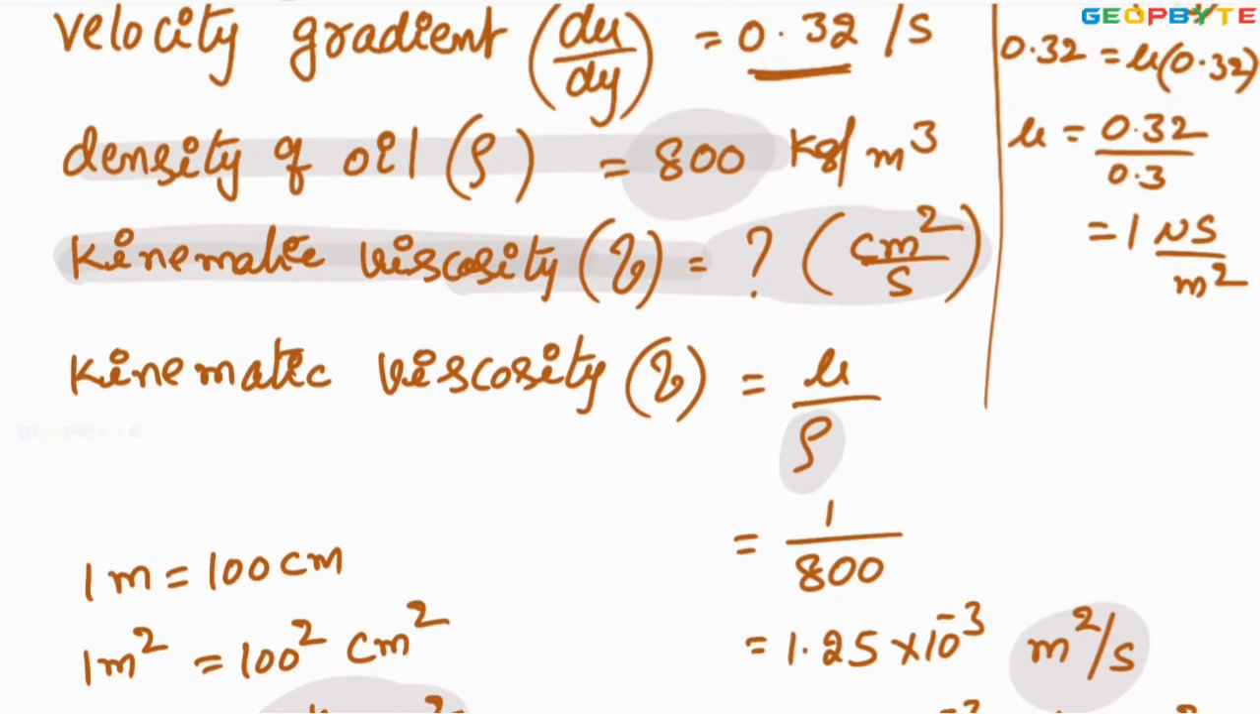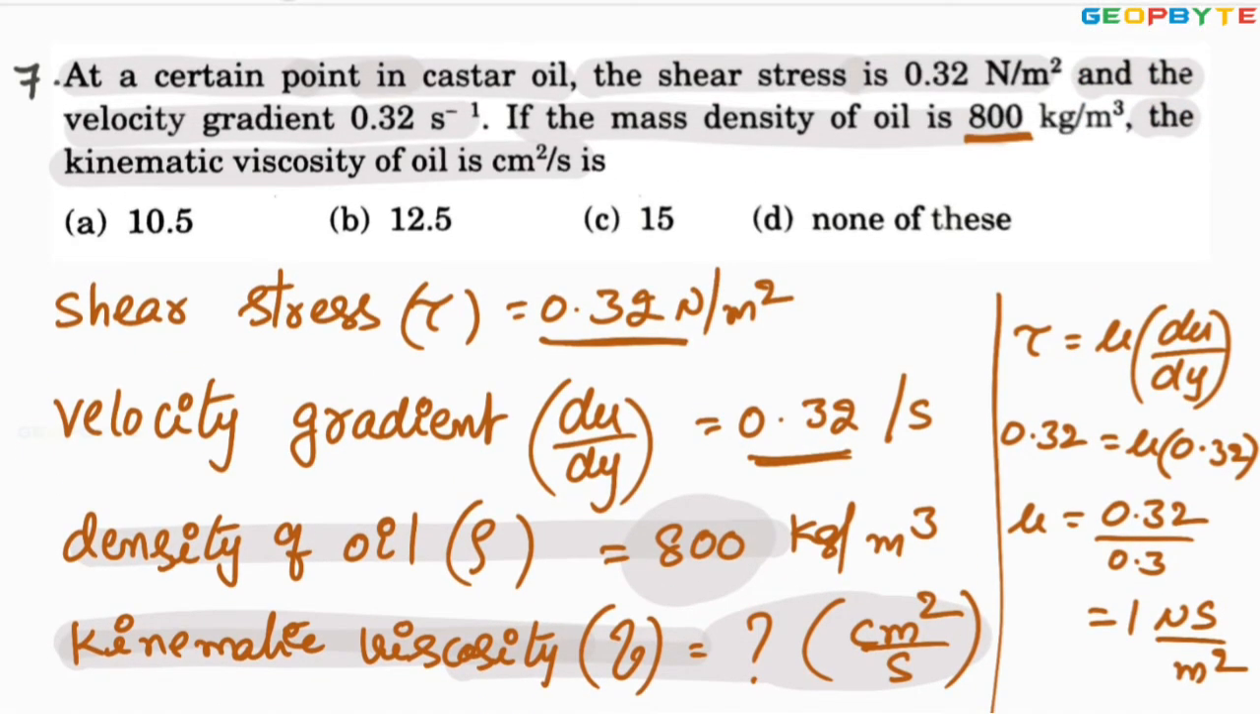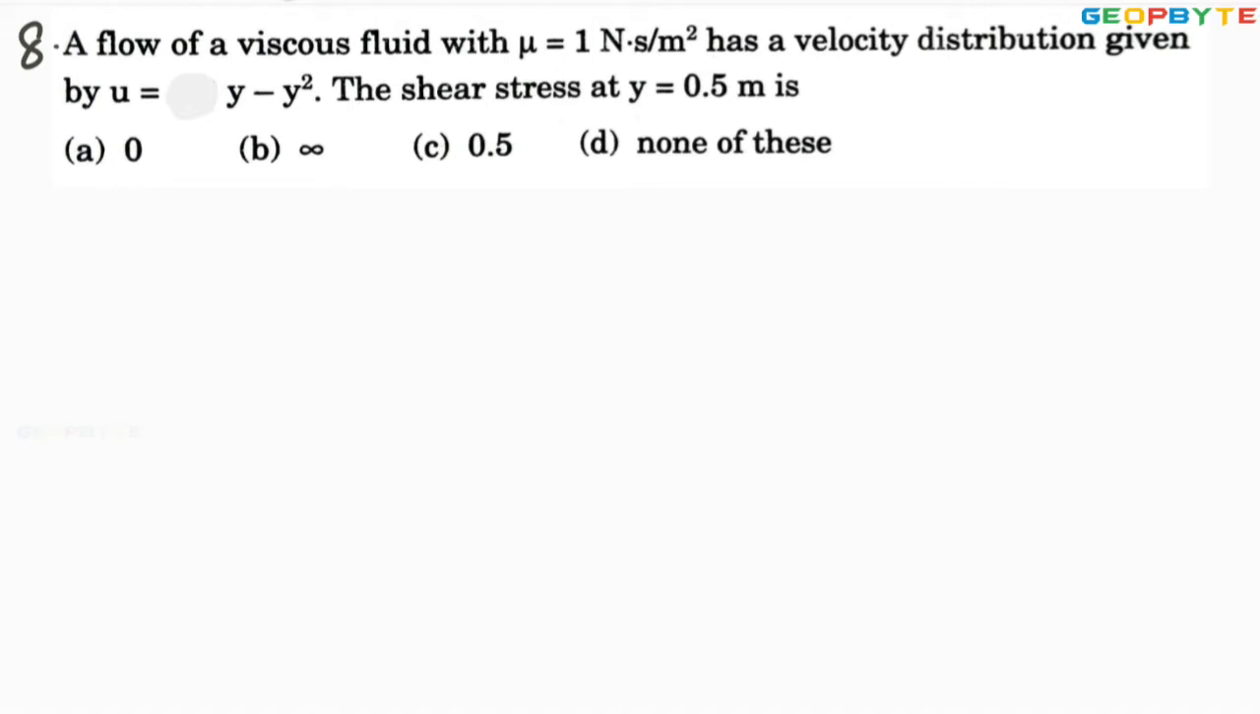Look at the options. Look at option B, 12.5 cm square per second. Therefore, option B is absolutely correct. I hope you got my point. Let us take one more problem. Look at the 8th problem.